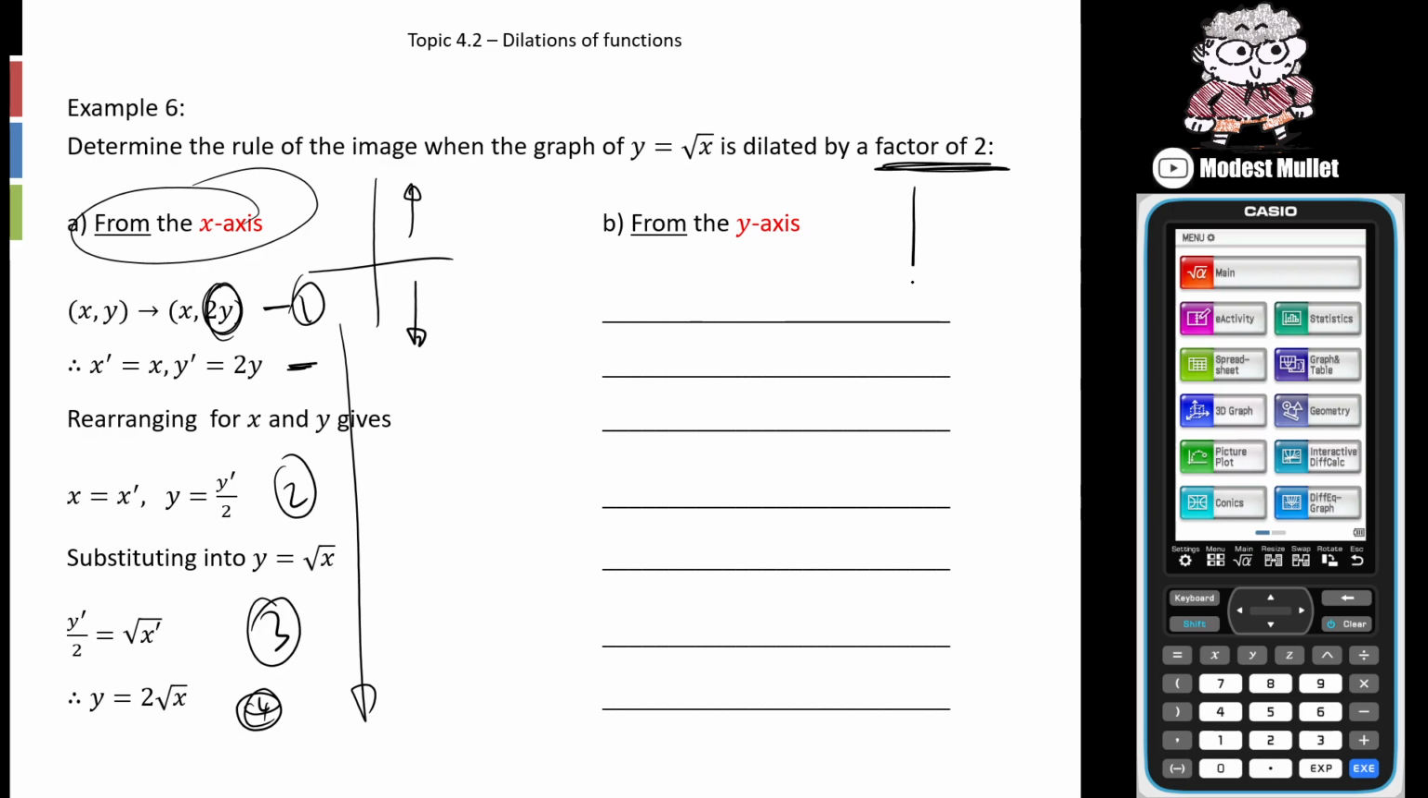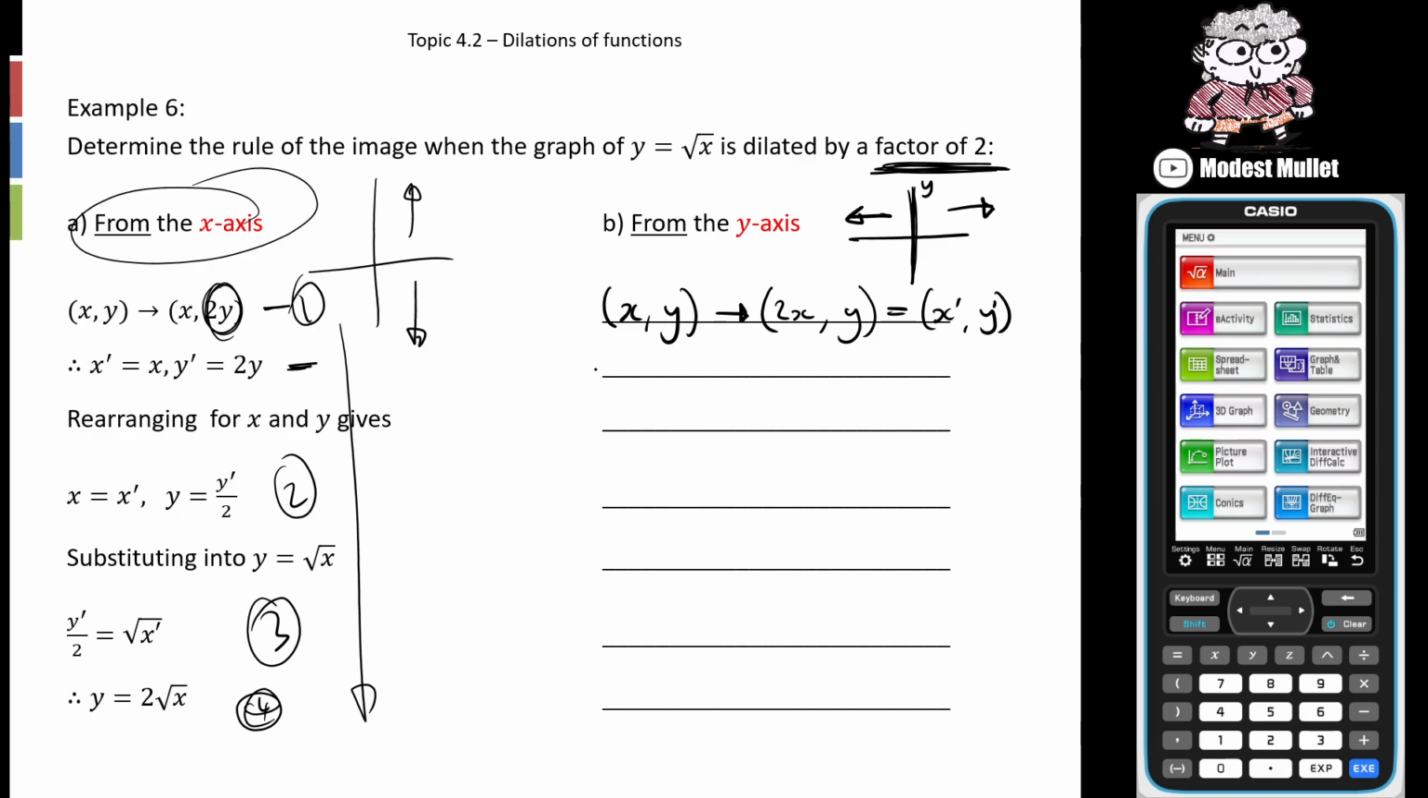So let's do from the y-axis. If we're dilating from the y-axis, we're stretching away from the y-axis. So we're stretching this way. What's actually being impacted is our x-coordinate. So our original x and y coordinate are being mapped to some new coordinate where our x-coordinate is being modified by a factor of 2. And we get a y-coordinate, and we can call that x dash y dash.